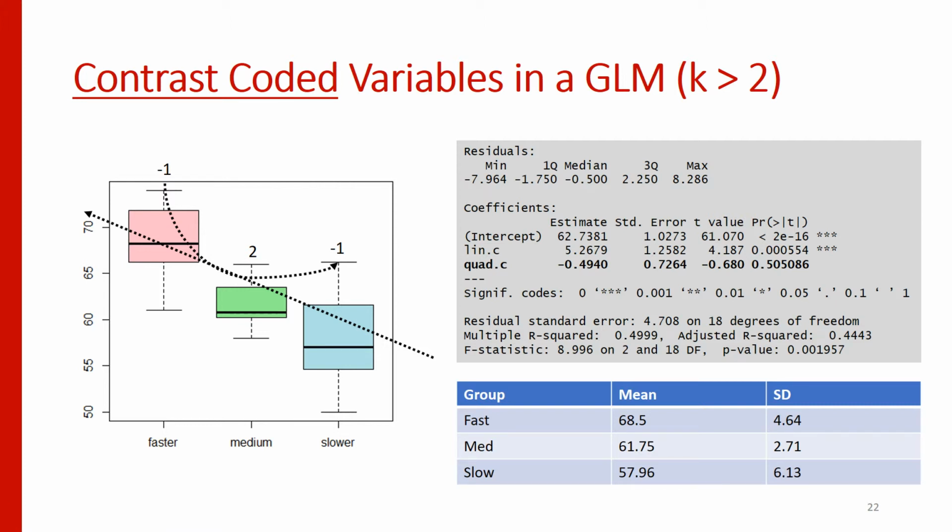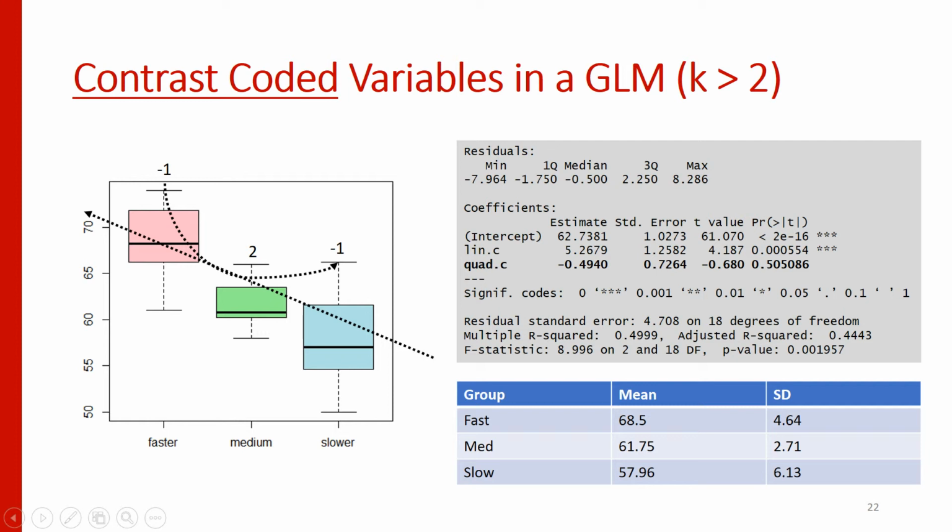-1 applies to both the faster group and the slower group. So the quadratic code is asking, is the medium group different from the combined faster and slower group? And if it's not, this isn't going to be statistically significant. Because the medium group falls somewhere in the middle of the faster and the slower group in this instance, this quadratic code is not statistically significant, because the medium group isn't statistically different from the average of these two groups.